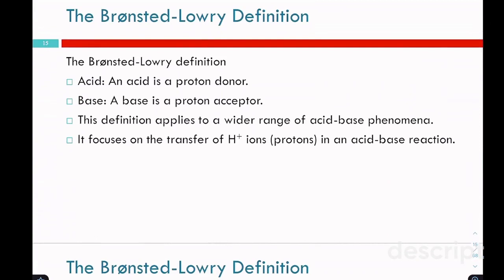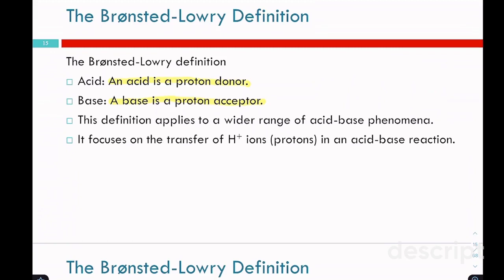And this kind of changes the perspective. In the Arrhenius definition, we're looking at, okay, if we add this compound to water, does it create H+, does it add OH minus? So it's like, what ion does it produce? It can produce one or the other.